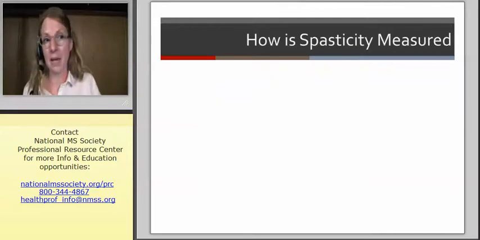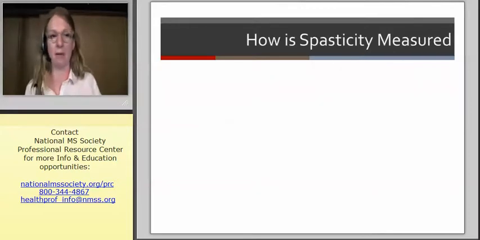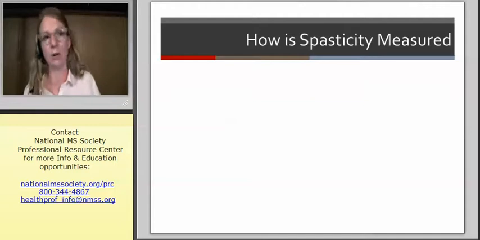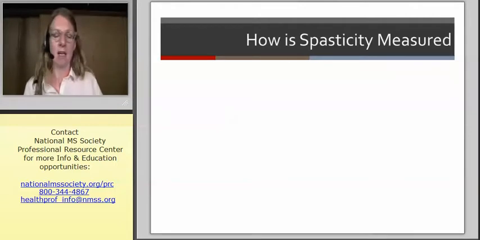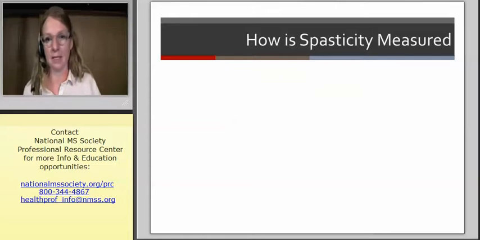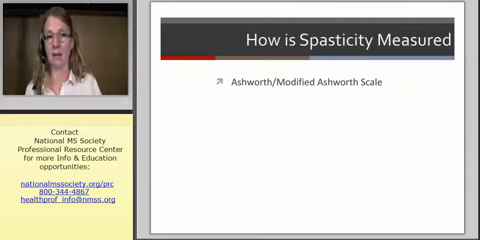How is spasticity measured? This has kind of been very nebulous. People have increased tone, they have spasticity, but it's been very kind of gray as far as how to measure it. And even the best measurements are still somewhat subjective. So it often helps to have two people measure or to videotape, I found.